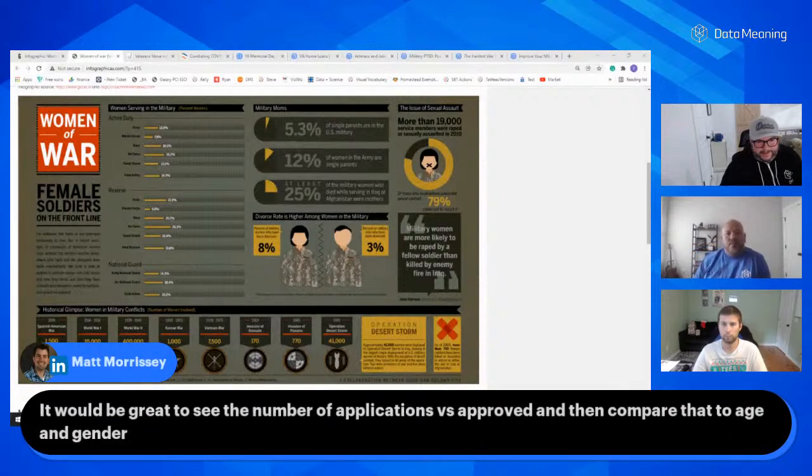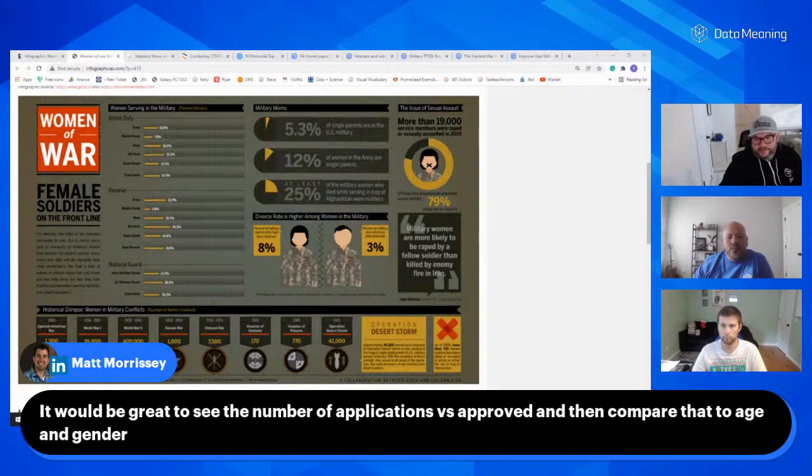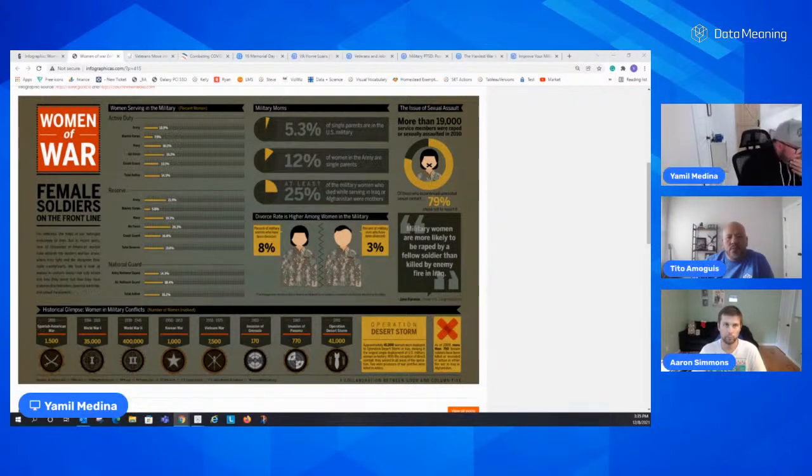We have Matt saying it will be great to see the numbers of applications versus approved, and then compare that to the age and gender. Okay, yeah, absolutely. This was one of many that are out there. They're really interesting. If you like data, you should look at data related to the military, because there's a lot of things that we all can do better, and we can raise the voice for the military. Since they're serving our country, we need to be grateful for their services. So definitely it is something very important.